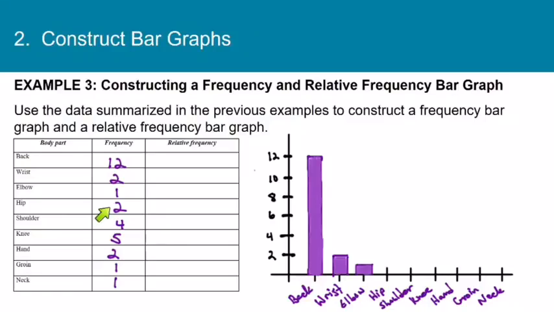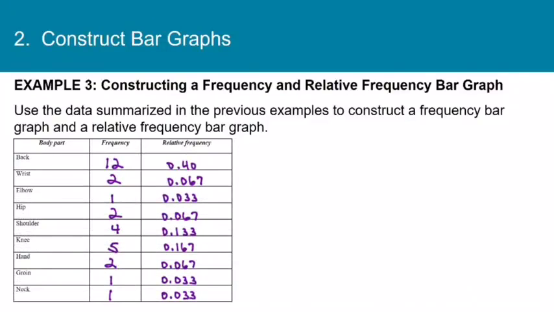And then the next bar is 2 units tall, then up to 4, which will bring it to about here. And then 5 units tall would be halfway between 4 and 6. And then 2, 1, 1. And that is our frequency bar graph.